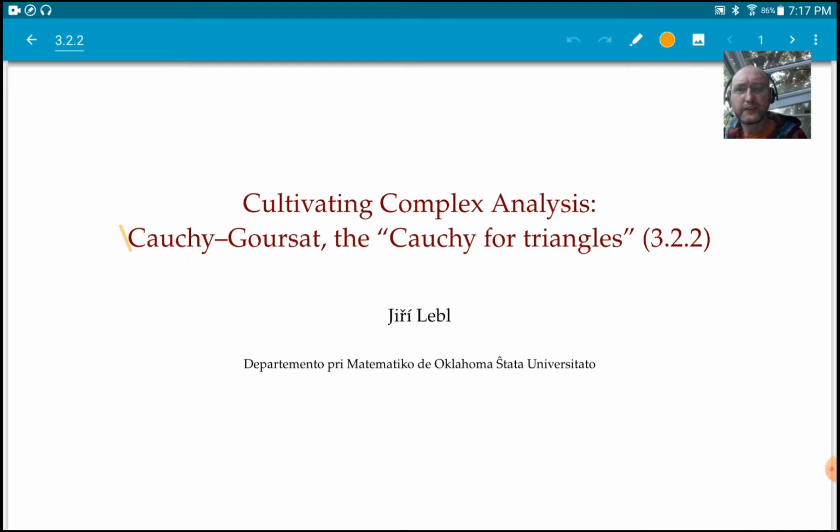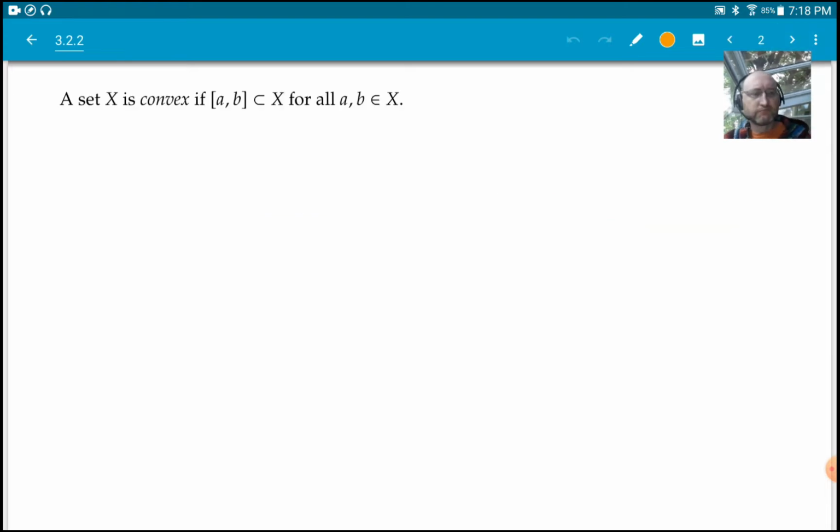Today we're going to look at the Cauchy-Goursat theorem, which in the end might not be as impressive. It's basically Cauchy for triangles. We'll prove Cauchy for much more complicated paths than triangles. But the idea behind this will be to prove that the assumptions that we're coming into the theorem with. Okay, so this is subsection 3.2.2 in the book. All right, so let's start.